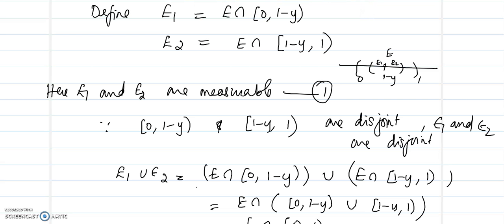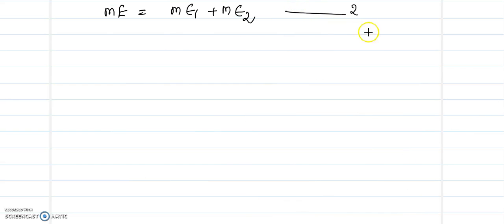Now we have seen the property of m: m is additive. So if E1 and E2 are disjoint, then m of E will be equal to m of E1 plus m of E2. We have seen this property for m. Call this the second equation. So this is equation 2: m of E is m of E1 plus m of E2.